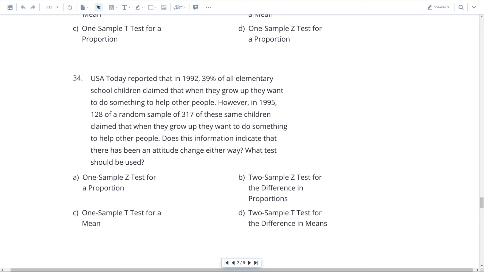28% of you got that one right. Good for you who got that one right.